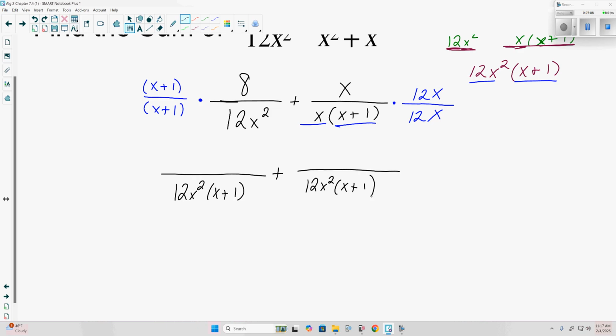Now again, the numerators we're going to need to multiply out. And luckily for us here, we can actually multiply this since we don't have too many expressions going on. Here we have x times 12x, which indeed will be 12x squared. On the left-hand side, we have x plus 1 times 8. 8 times x plus 1. 8 times x is 8x. 8 times 1 is plus 8.